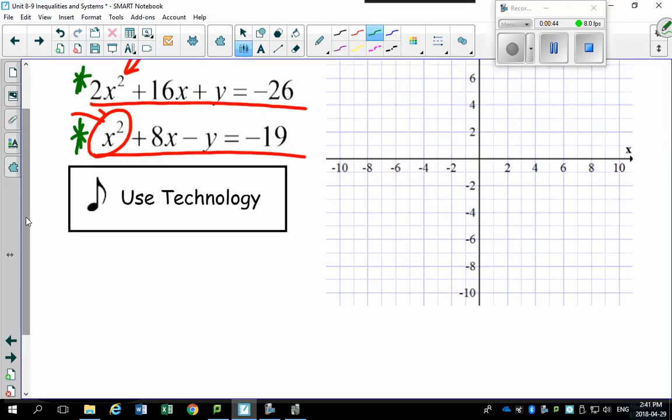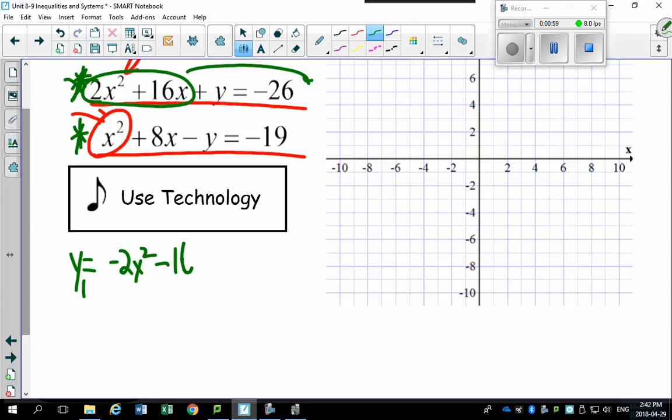Well, in order to plot into your calculator, they'll all have to be y equals. So let's call this one the y1. Bring all of this mess over onto the other side. So y1 equals negative 2x squared minus 16x, and there's that minus 26 that was sitting out there already.